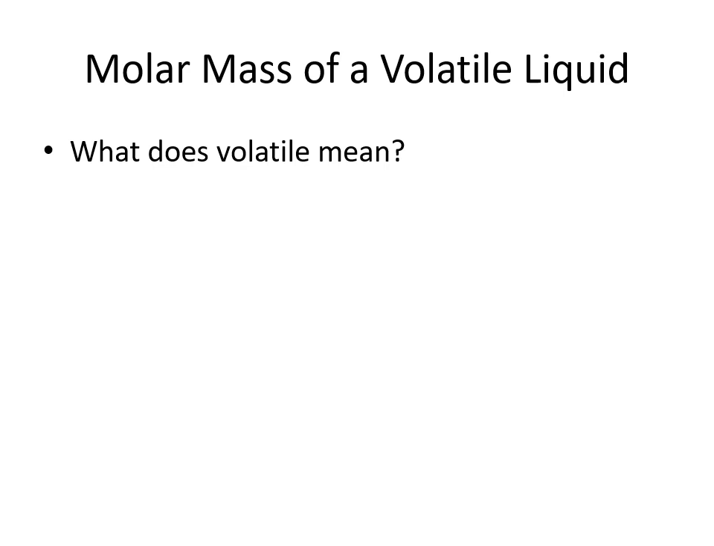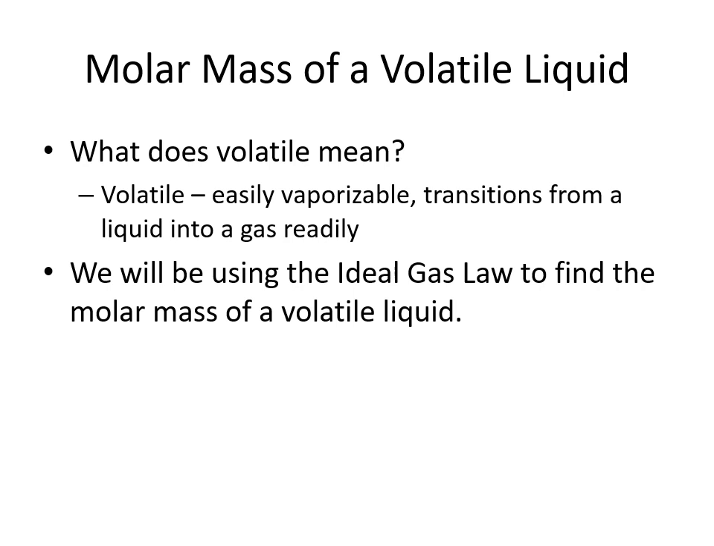What does volatile mean? If we're going to find the molar mass of a volatile liquid, we need to know what volatile means. And so volatile means that it is easily vaporizable. It transitions or it turns into a gas very easily. And we do that by adding heat.